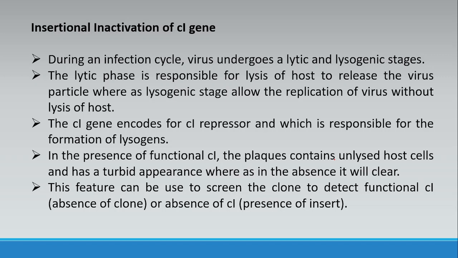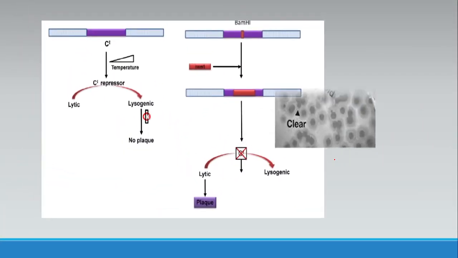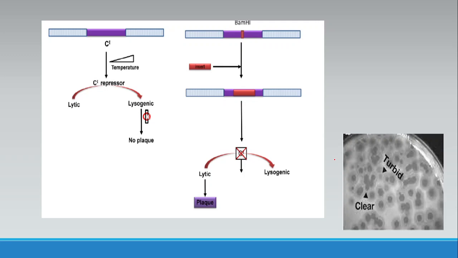contains unlysed host cells and has a turbid appearance, whereas in the absence it will be clear. So when there is insertional inactivation of the cI gene, what happens? No repressor is synthesized and all the cells will undergo the lytic stage. So here you can differentiate by means of the turbid and the clear plaques.